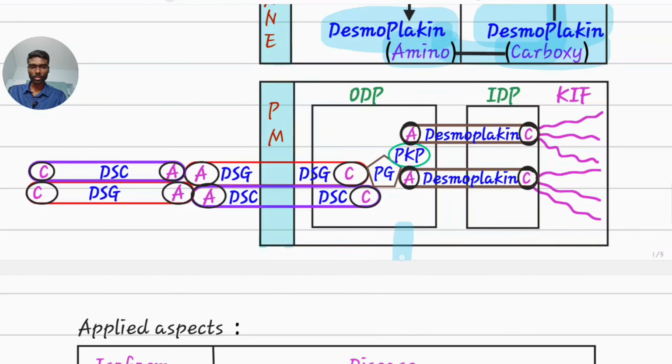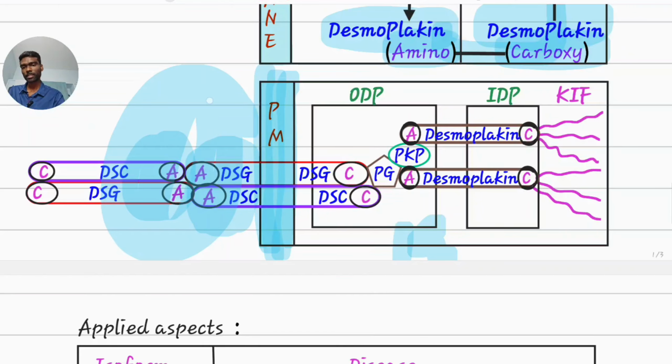This is a keratinocyte. This is its plasma membrane. First family is transmembrane protein family which crosses the plasma membrane. What are those? Desmoglein and desmocollin. Here you can see amino terminus is going outside the cell to form interconnecting bridges with the amino terminus of adjacent desmoglein, desmocollin, that then ultimately leading to formation of an intercellular bridge.